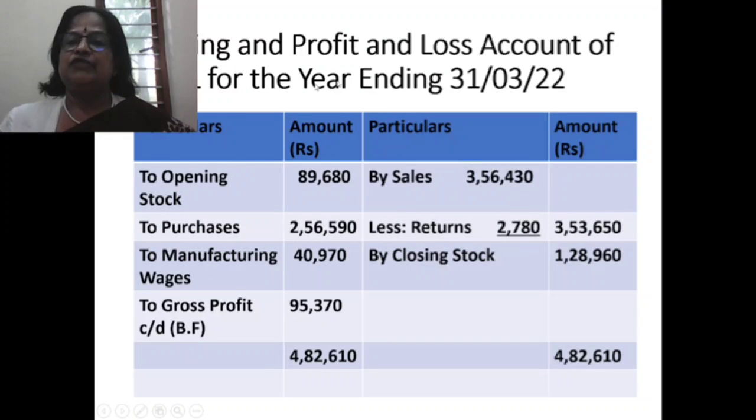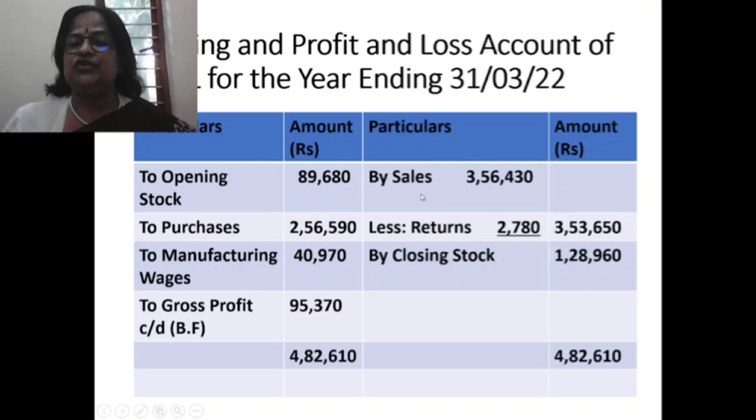So trading and profit and loss account of Mr. L for the year ending 31/3/22. To opening stock 89,680. To purchases 2,56,590. To manufacturing wages 40,970. Remember, this is a direct expenditure. Manufacturing wages should be debited to trading account.